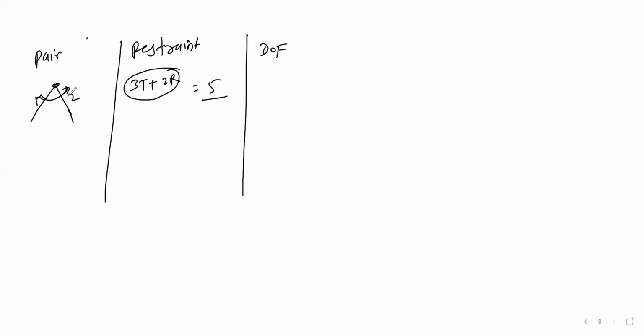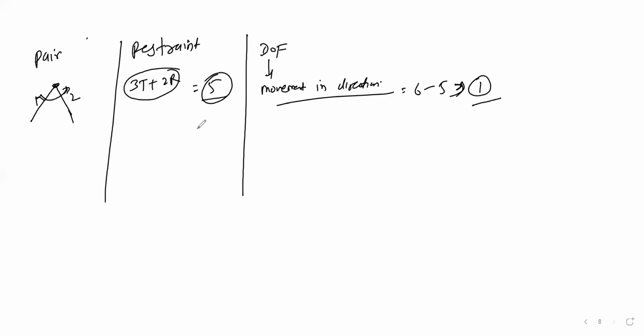And it's moving in only one direction. If there is movement in one direction, we call that a degree of freedom of 1. And if there are 2 directions, then the degree of freedom will be 2. If the movement is in only one direction, the degree of freedom is 1. Or else we'll do 6 minus 5, because the restricted motion is 5, so 6 minus 5 is 1, which is the degree of freedom.